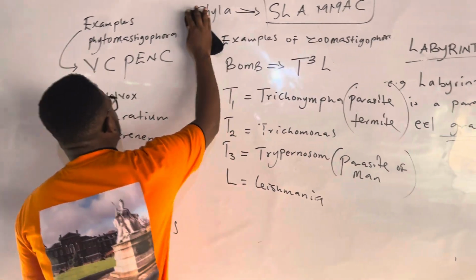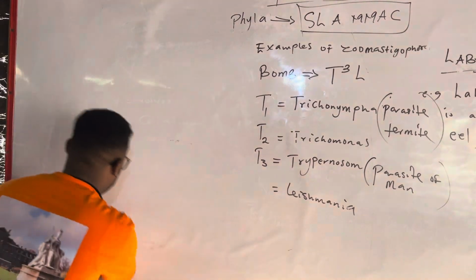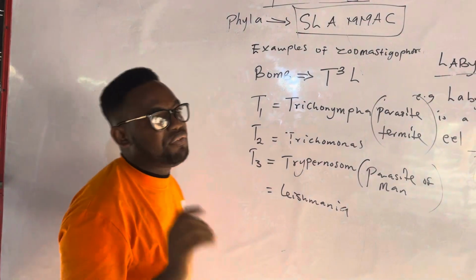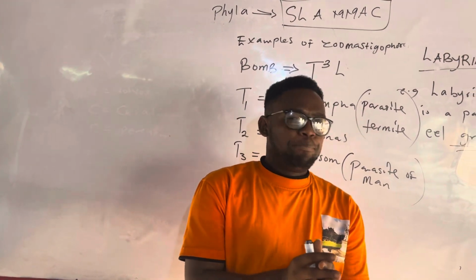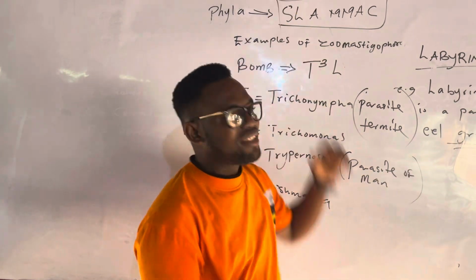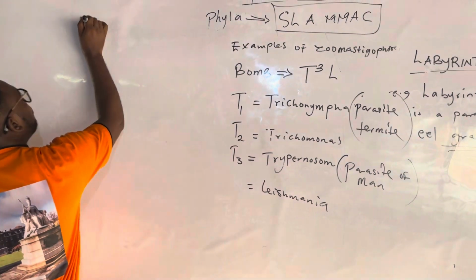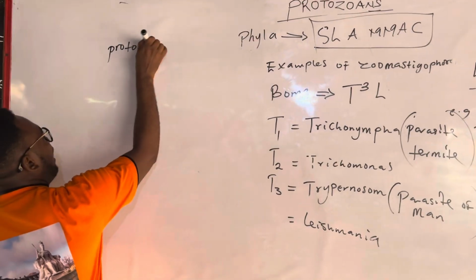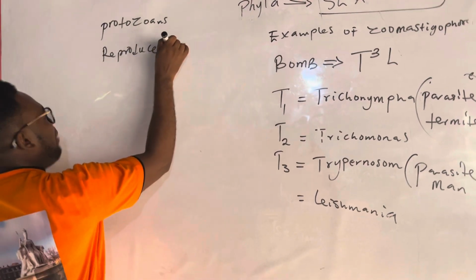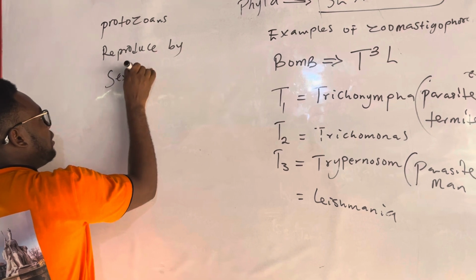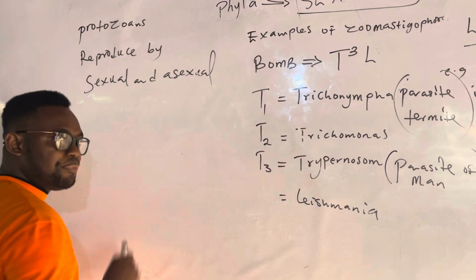Now, taking you back to the rest of the things we discussed. If you have watched the first video, I said that for the general characteristics of protozoans, protozoans reproduce. They reproduce by sexual and asexual means of reproduction.